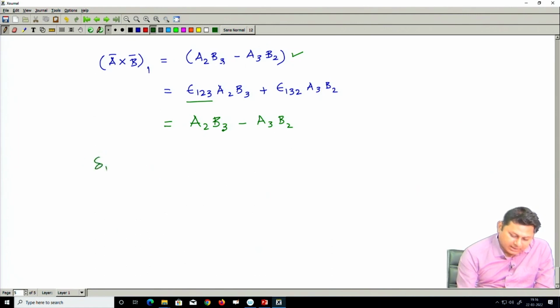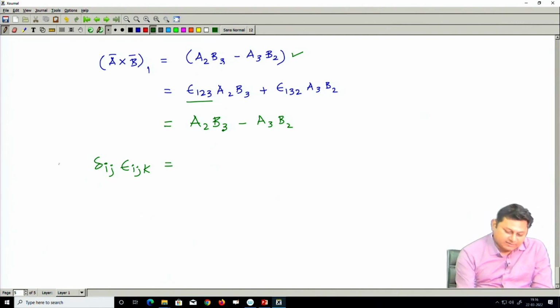So, delta i j epsilon i j k, what value will we get? Now, you can see this is a very interesting kind of problem. So, you can see that i and j and k here. When delta is non-zero, then i and j should be the same, but if i and j are the same, then epsilon is always 0. So, that means this value should always give you 0.